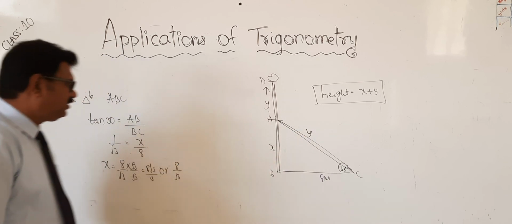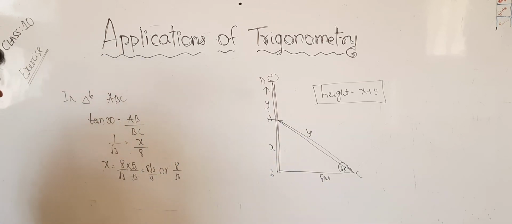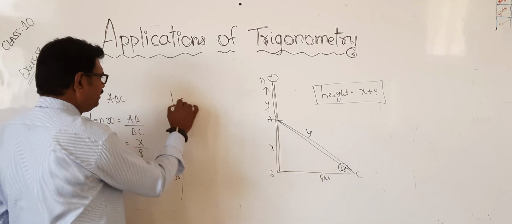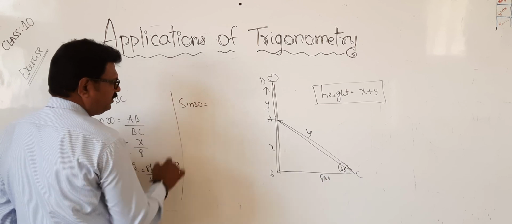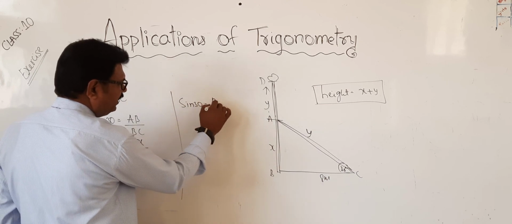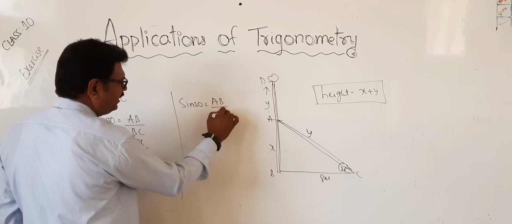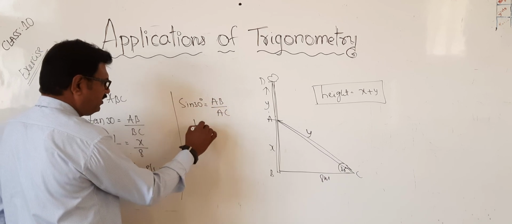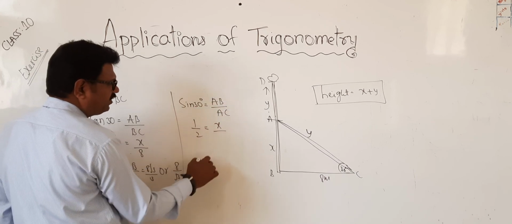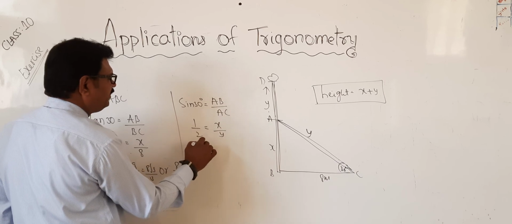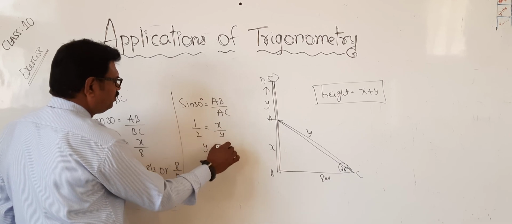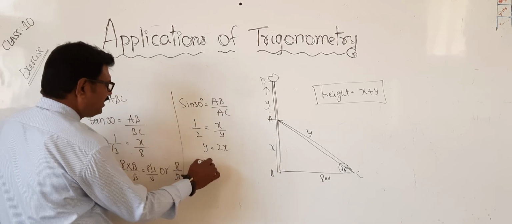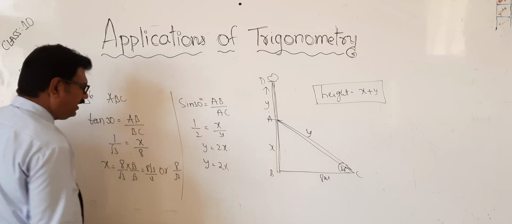Now, value of x and y. Value of x and y. You see now, sin 30 is equal to AB divided by AC. Sin 30, how much? Half. What is AB? X. What is AC? Y. That means Y is equal to 2x. Okay? Y equal to 2x, therefore y equal to 2 into x.